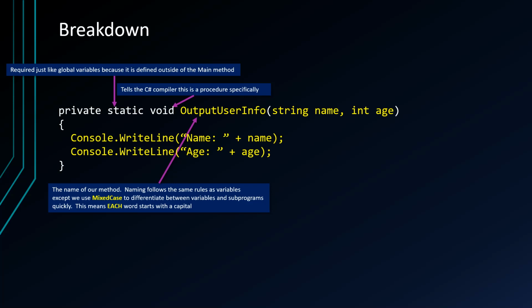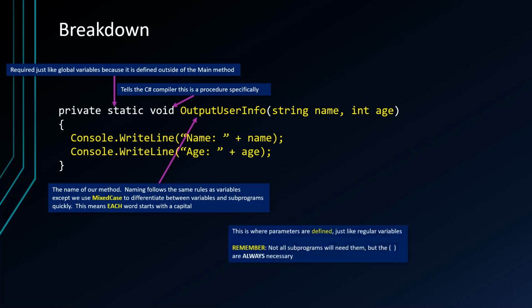That's it. The most important part of the name is that it must be descriptive of the purpose. In this case, OutputUserInfo. There is absolutely zero question of what this thing does. It outputs the user's information. There's no question there. If there is a question, you need to rename it.